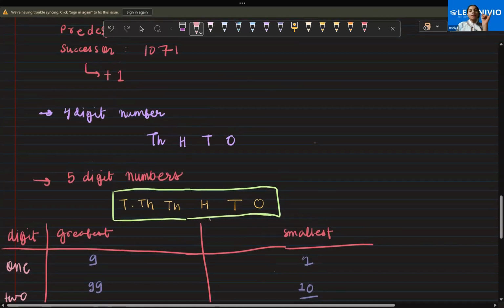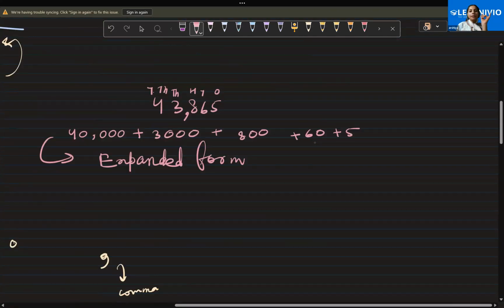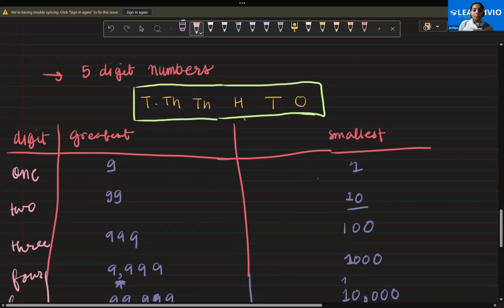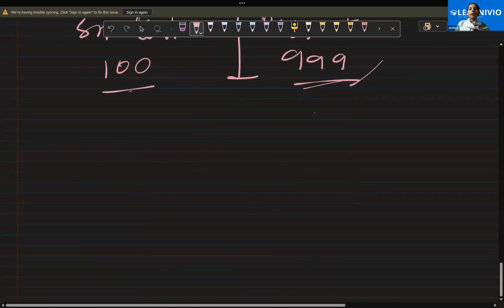Now, this was all we did. We also did predecessor and successor. Can you tell me the successor for this number? 43,866. Correct, very good. And what will be the predecessor? 43,864. Very good, correct. So that is all that we did. We also did the comparing, making the largest and the smallest digit numbers. Do you remember that as well? Yes.